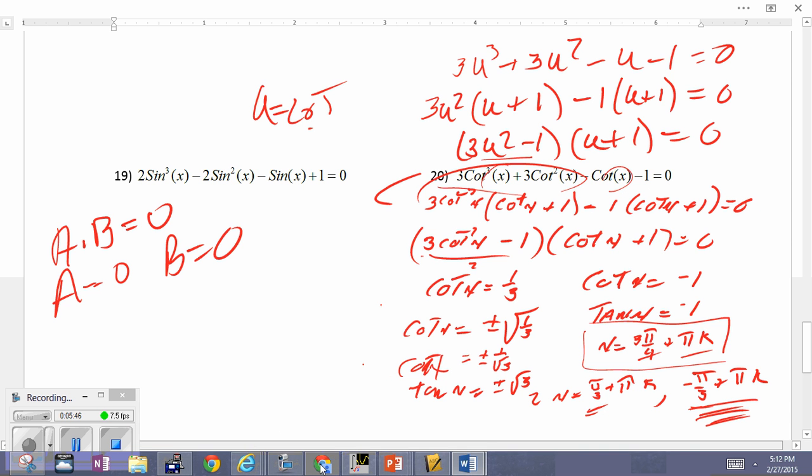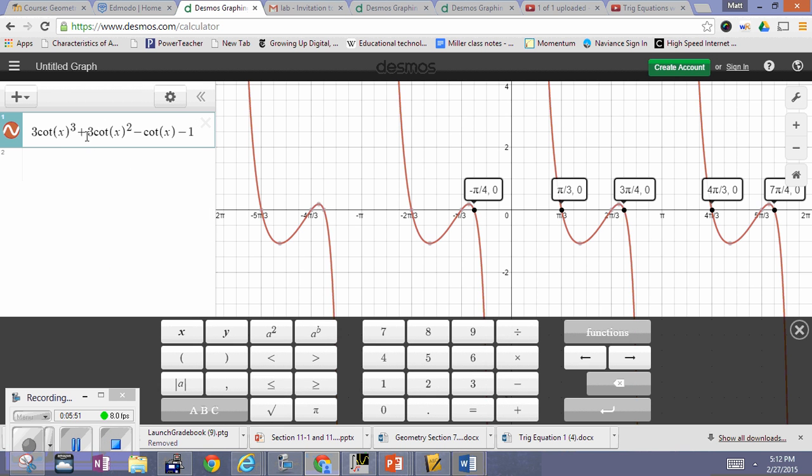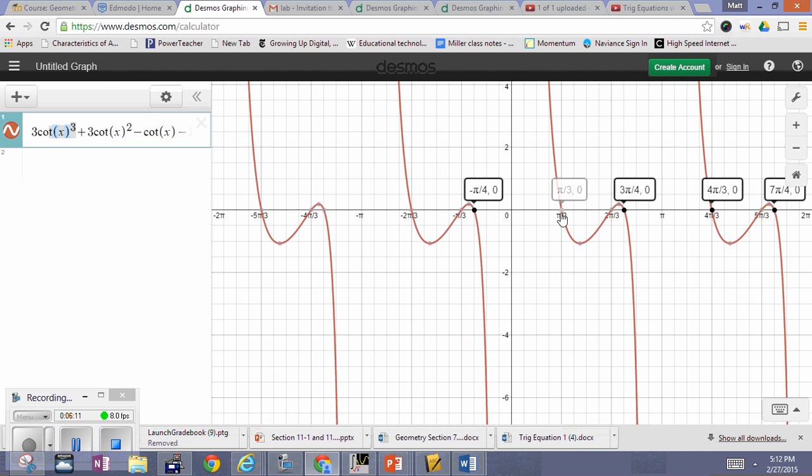Going back to Desmos, here I plotted that expression right up here. Of course, this was set equal to 0, which implies the intercepts of the graph are going to be the solutions to my equation. Sure enough, I pick up 3 solutions per cycle. Nice with Desmos, as you can see, click on it, it tells you. There's my pi over 3. Plus pi k would take me to 4 pi over 3. Minus pi k would take me to negative 2 pi over 3. So that accounts for that.